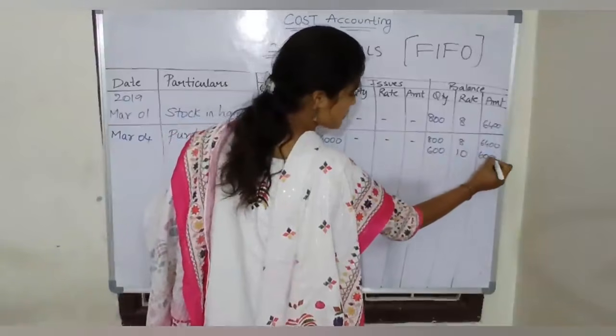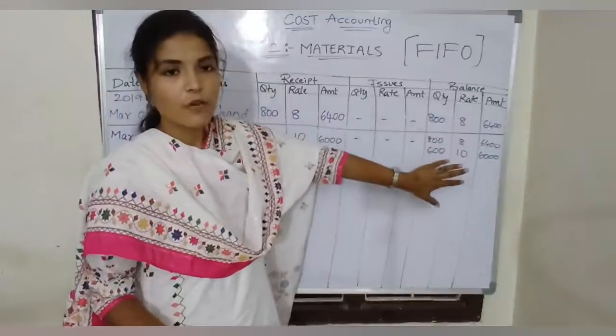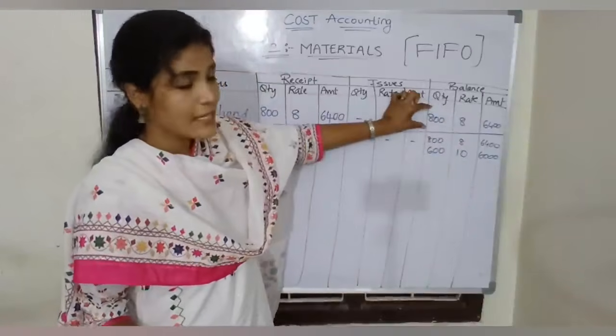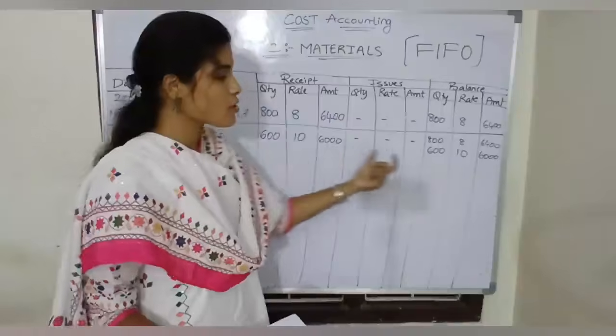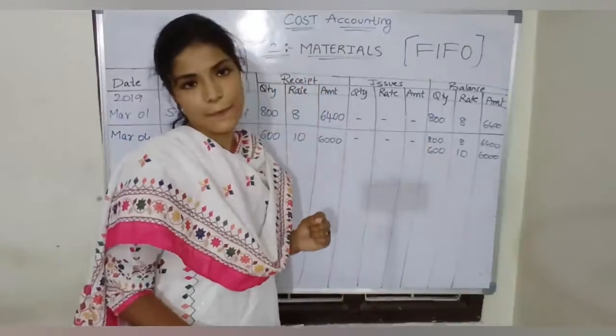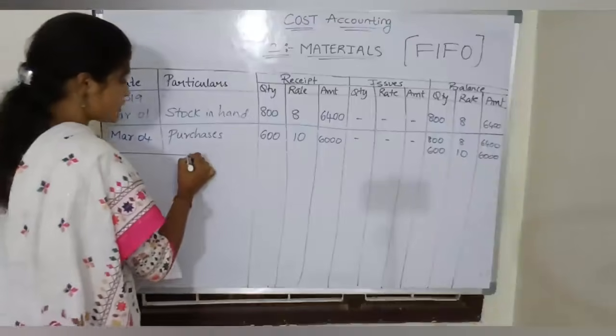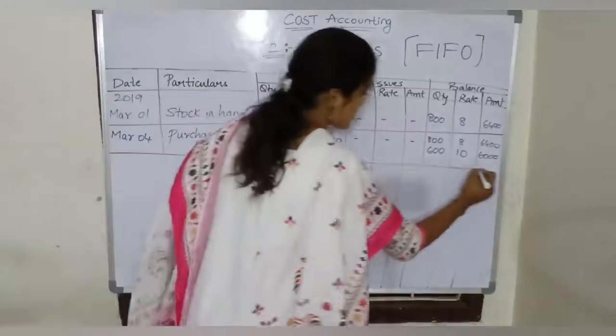Total 6000. So here in the balance column, what you need to write? What is the existing you are having and what is the new stock entering? Both you need to write separately. Okay. So this is the only thing you will confuse. Many of the students confuse. So this transaction is over.